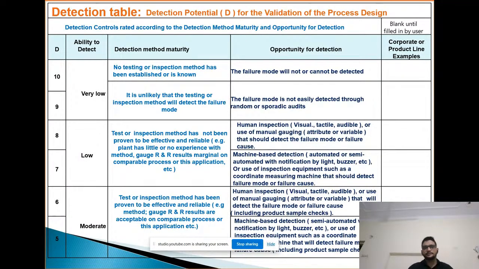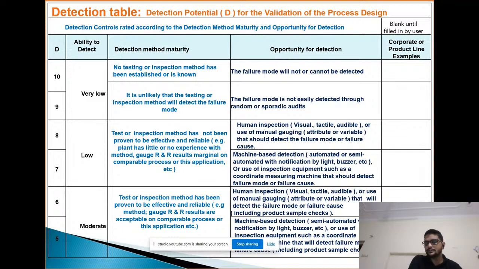Now, in case of rating 7 and 8, the ability to detect is low, and in case of rating 8, detection maturity is that the test or inspection method has not been proven to be effective or reliable. And in case of rating 8, the opportunity for detection is human inspection like visual, tactile, audible, or use of manual gauging attribute, which should detect the failure mode or failure cause. Means this type of inspection.